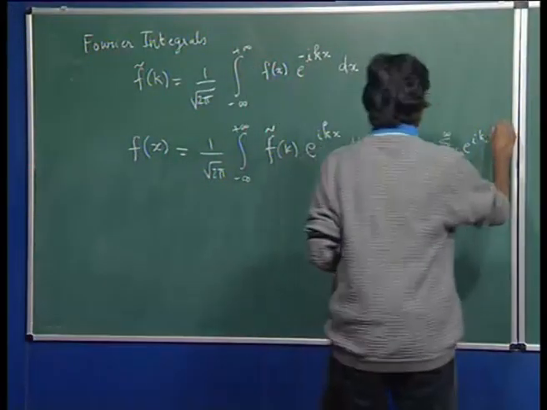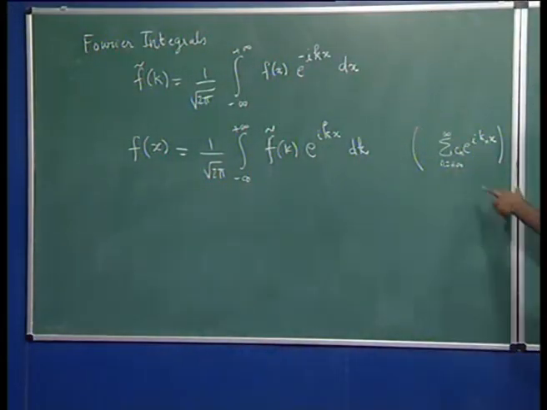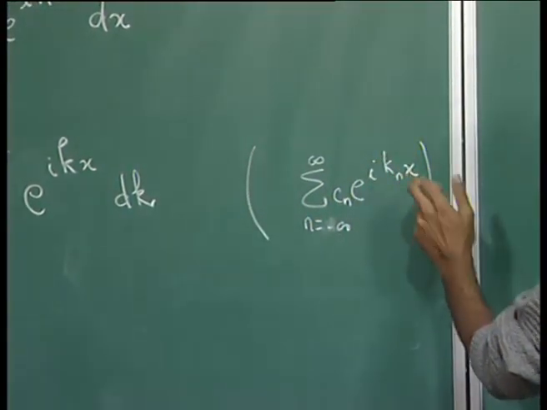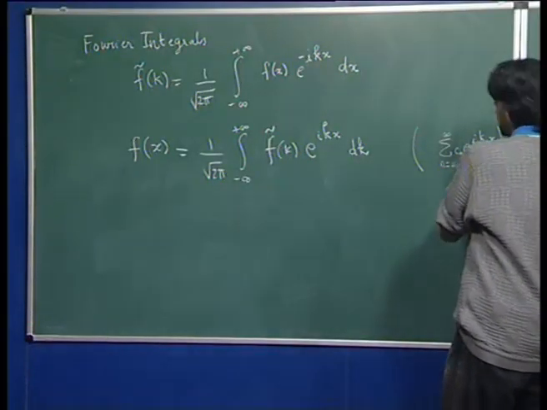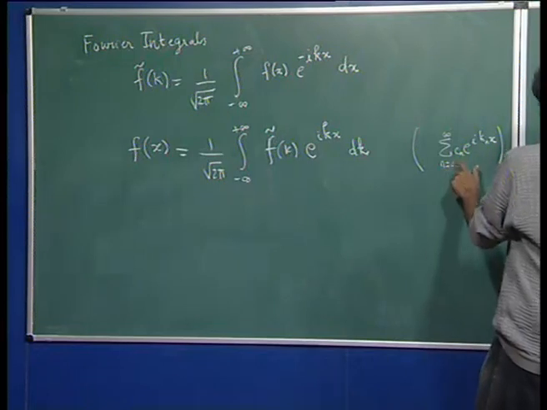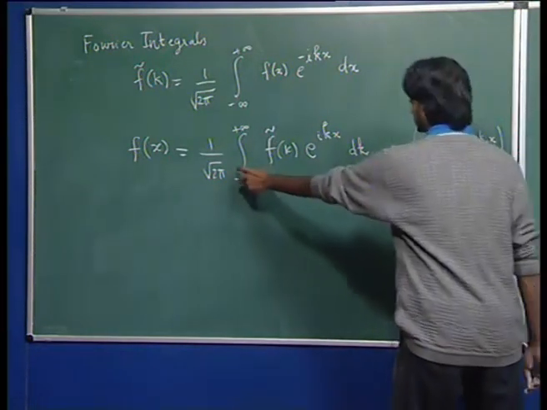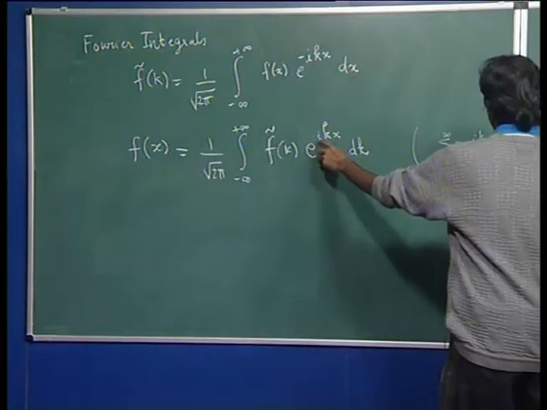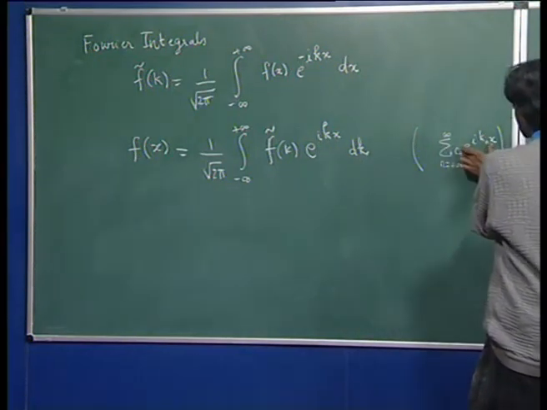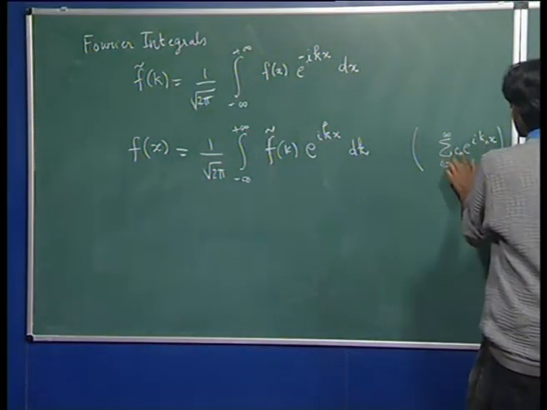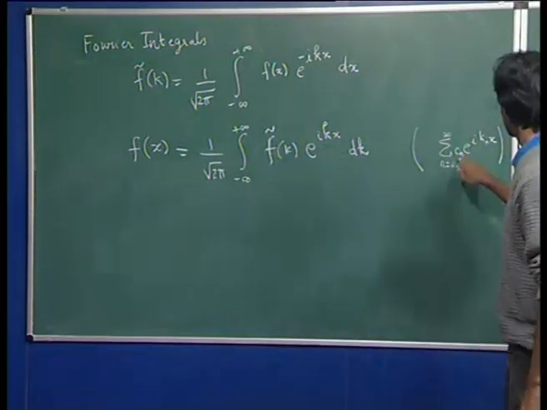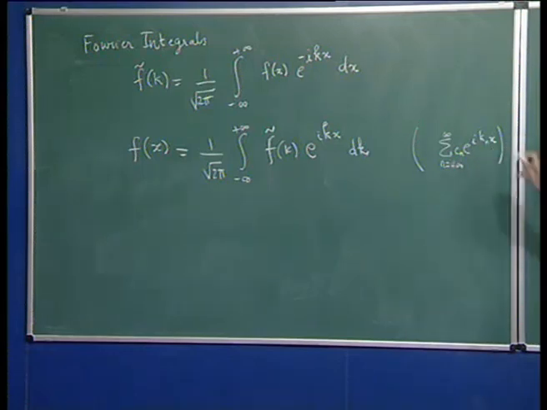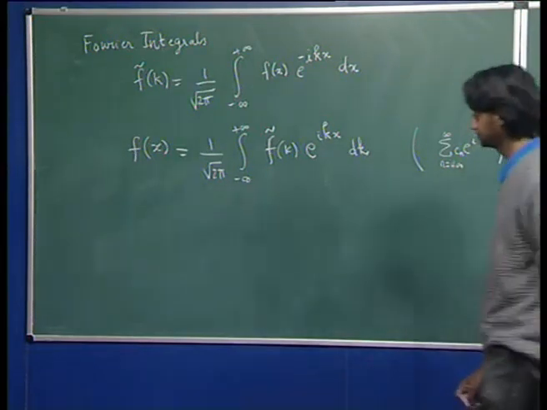Okay, so in the exponential representation of the Fourier series, you had the sum over n equal to minus infinity to infinity of c_n e^(i k_n x). Now here, since the k's are continuous, the sum over n from minus infinity to plus infinity becomes an integral over dk of e^(i k x). And instead of c_n you have f tilde of k. So f tilde of k should be thought of as the coefficient, just like c_n is a coefficient here.